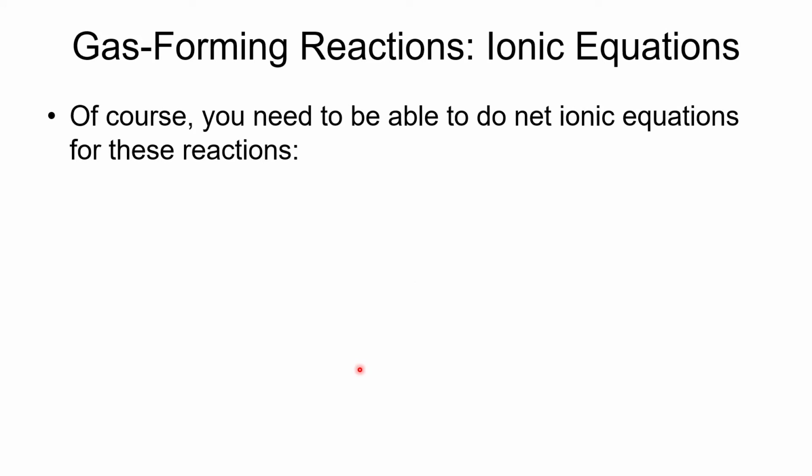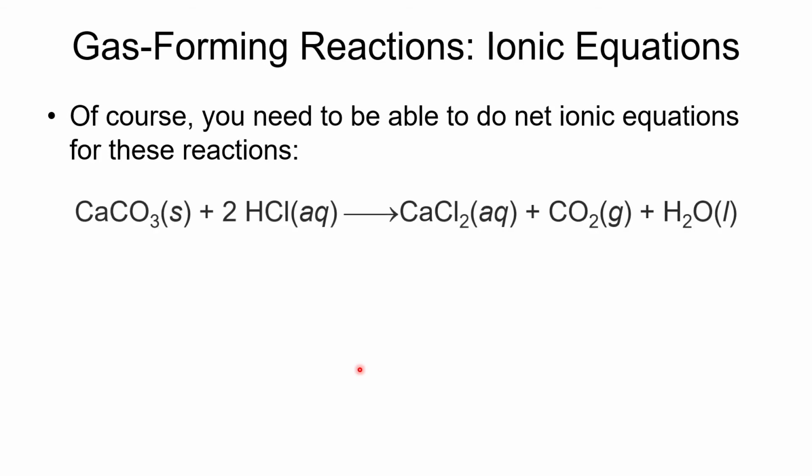All right, and of course, you need to be able to do your net ionic equations for these. So for carbonates, this is one that we saw earlier. We dissociate anything that is a strong electrolyte. So this is not because it's not soluble. This is because it's a strong acid. This is because it's a soluble ionic compound. This is not because it's carbon dioxide. It came out of the water, so it is not a strong electrolyte. And of course, water itself is not a strong electrolyte.